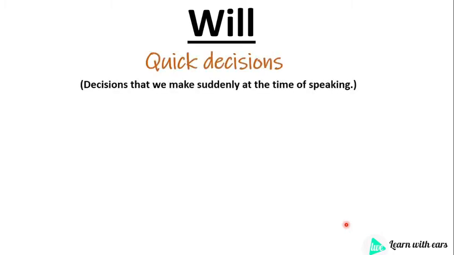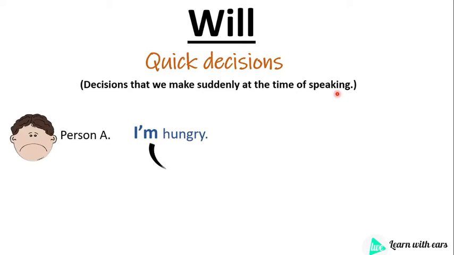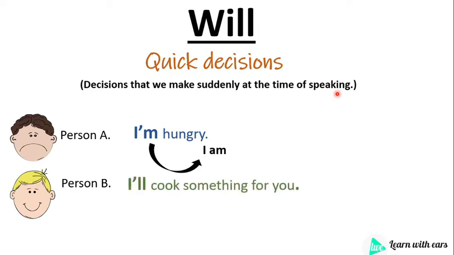Now we'll learn the use of will, where and how to use will in a sentence. Okay? So first we use will for quick decisions. Decisions that we make suddenly at the time of speaking. Here is a person A and he is speaking, I'm hungry. Remember, I'm is a contraction form of I am. Now here is a person B. He is speaking, I'll cook something for you. I'll is a contraction form of I will. So when person A spoke, I'm hungry, person B suddenly made a decision and spoke, I'll cook something for you. It's a quick decision, right?